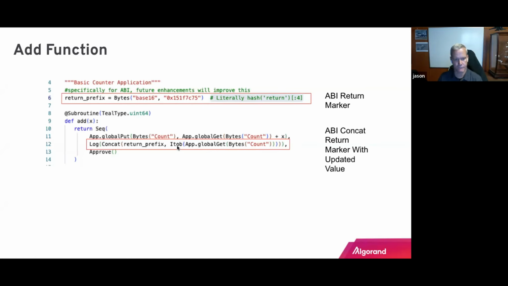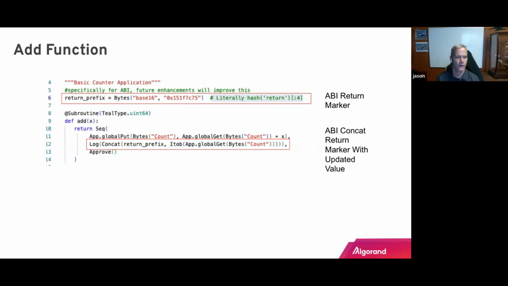And I add a bit, so I've got to convert it back to a byte array. Both of those get concatenated, and then I approve it. But you'll notice when I pass the value X as a parameter, I first call app global get to get the current count, add X to it, and then I write that back in using app global put into the value count. So that's all that logic is doing. That's just a simple add.